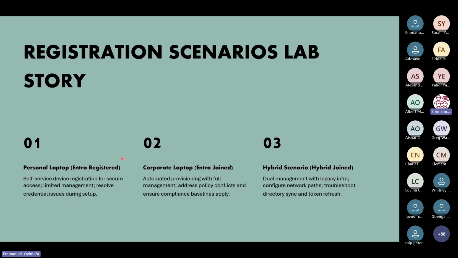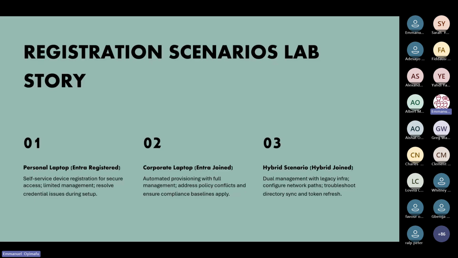So let's practice. For the hybrid join scenario, we're not going to touch hybrid join, because if we want to touch hybrid join, that means we will need to cover Active Directory first. And it's not good for me to go straight to hybrid join if I did not explain Active Directory. So I won't touch it. I will only focus on Entra join and registered devices, which are personal devices.